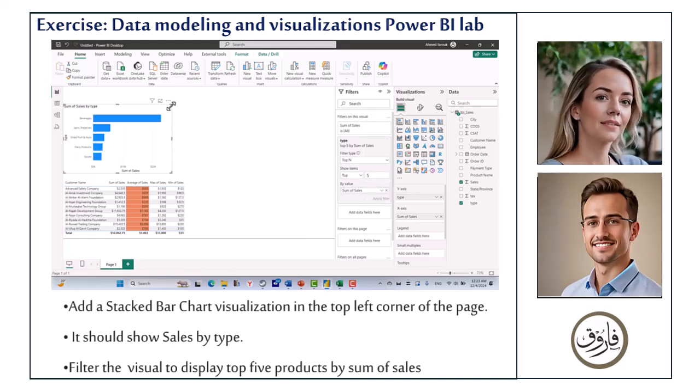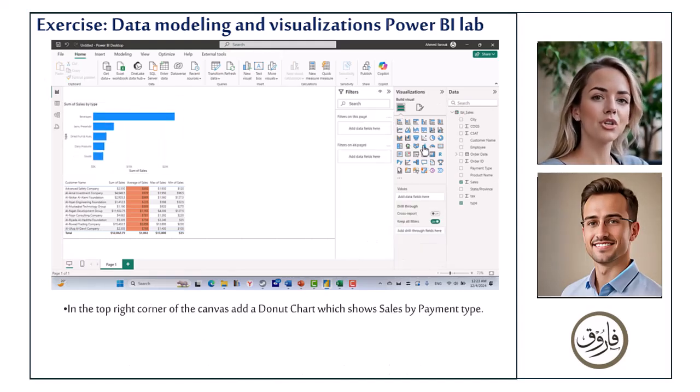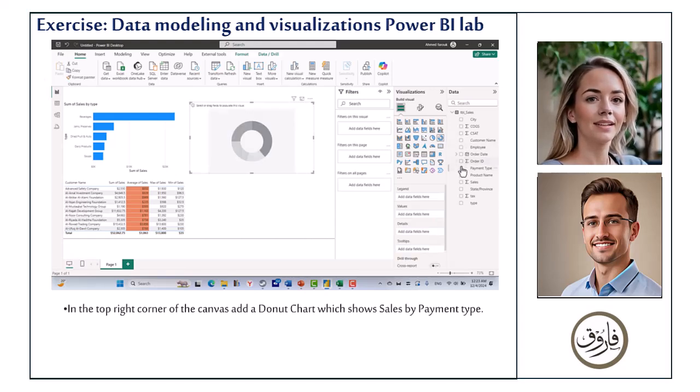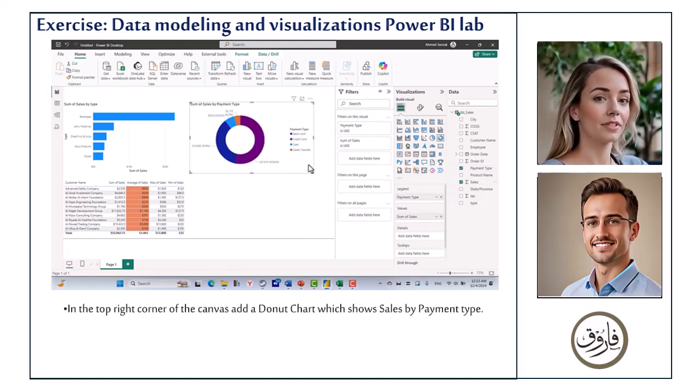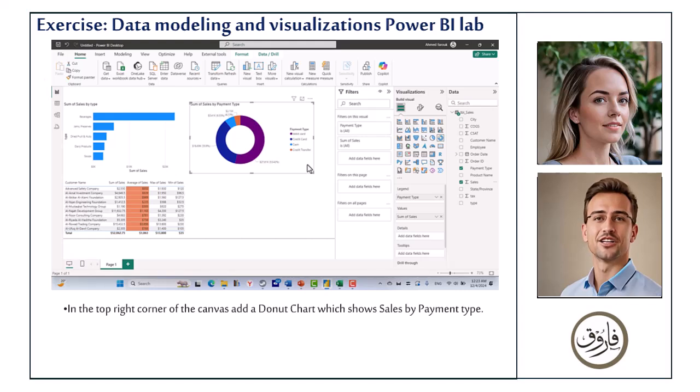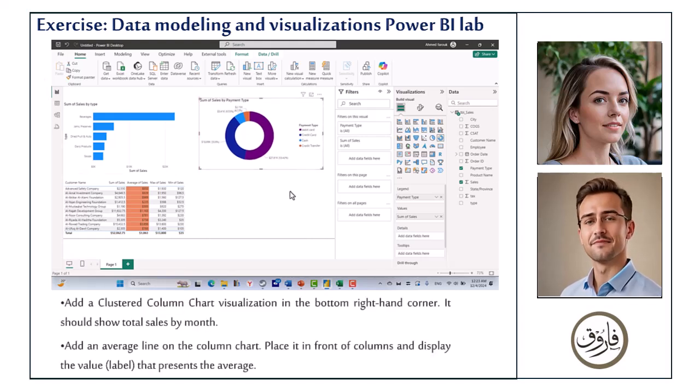Impressive, Alex. The third visual is a donut chart that shows the sales for each payment method. It's simple. Click in a blank area, select the donut chart, then add the payment method and sales fields. Thank you, Emma. Now I'll add a chart to compare the total sales month by month.